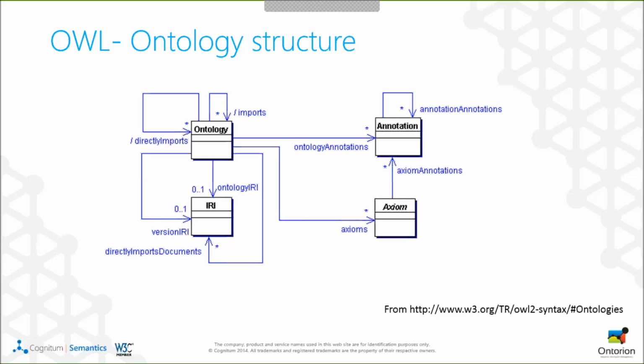And so the ontology structure looks like this: the ontology is defined so that it contains actions, and each time you see a star, this means that you can have more than one. So you can have as many actions as you want. Each action can be annotated. The ontology also can be annotated, and each annotation can be annotated also.